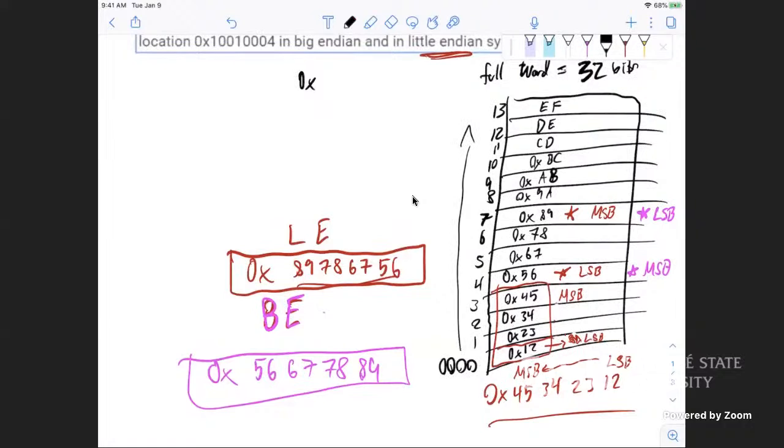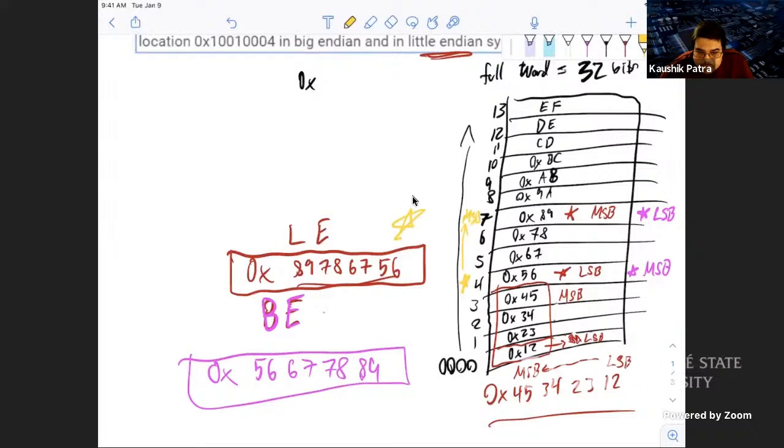And then if you're trying to do little endian, then the location that you're given in memory, in our case I think it was 004, you would use this as your LSB and then take 32 bits worth of data and use the other one as MSB. So that's what we did here. The LSB would be 0x56, right? LSB for the little endian. Yes, little endian.